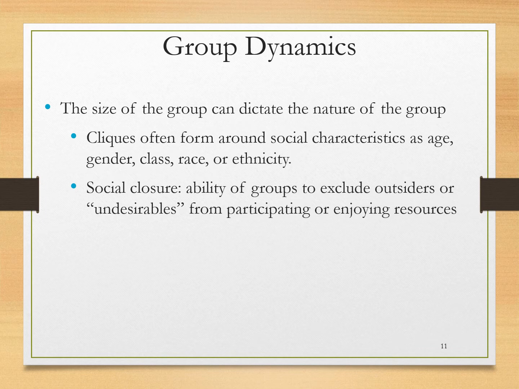In day-to-day language, we call this people we have things in common with, people we want to be friends with, right? Well, it's often because we have similar characteristics to those people, because that's an easy bonding element. Social closure then occurs when groups start to exclude others or certain undesirables from participating or enjoying resources.